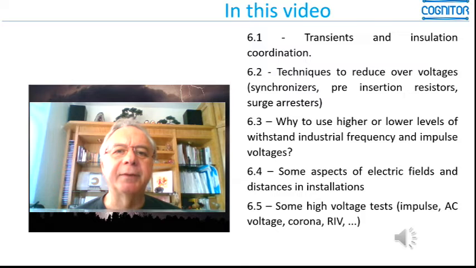The selection of these values is very important for the economics of substation design. We'll show some aspects of electric fields and distances in installations, especially related to IEC standard number 61936. And we'll show also some concepts of high voltage tests like the impulse test, AC voltage test, Corona, and RIV.